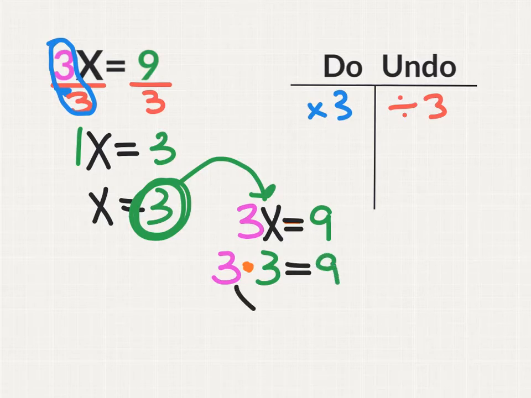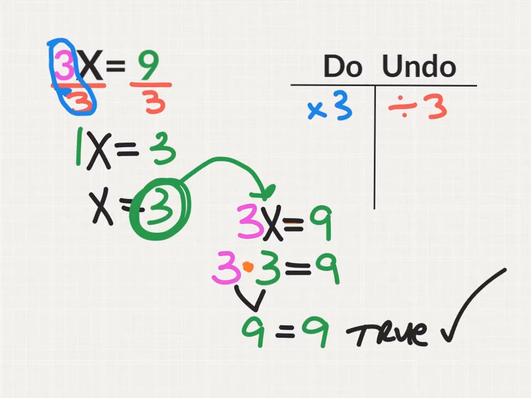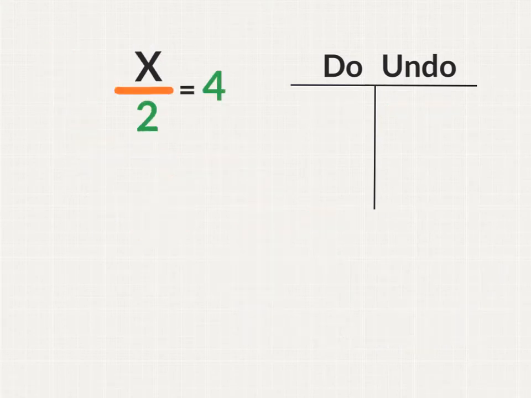And we know that 3 times 3 is 9 equals 9. 9 equals 9 is true. So our check has worked, proving our solution is correct. Let's try one more example. In this one-step algebraic equation, we have x divided by 2 equals 4.